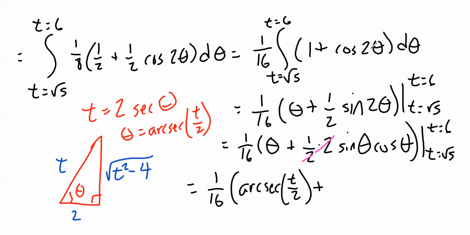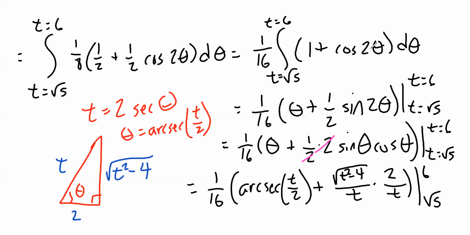plus, in our picture, sine of theta is opposite over hypotenuse, and cosine of theta is adjacent over hypotenuse. So sine of theta is the square root of t squared minus 4 over t, and cosine of theta is 2 over t. And at this point, I can drop the t equals because I have the correct limits, the correct variable inside of it. All right, we're almost there. Let's move this to the next page and figure out how far we can push this algebraically. And the answer is going to be not too far.